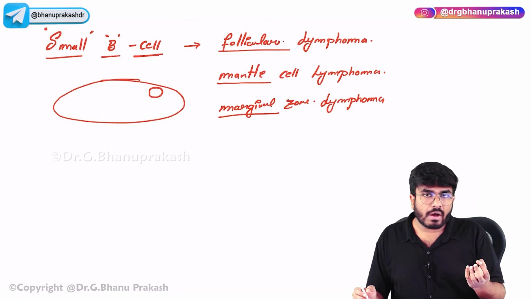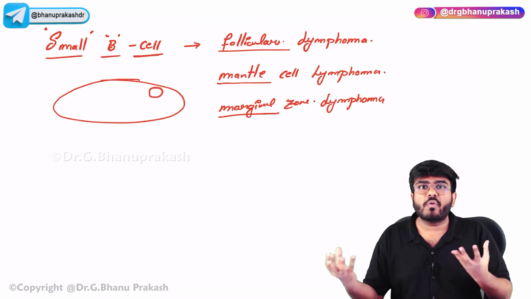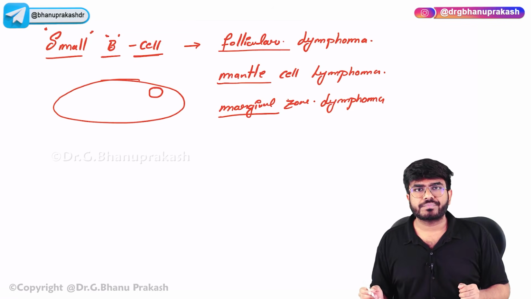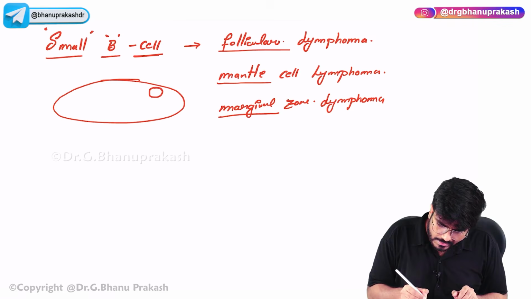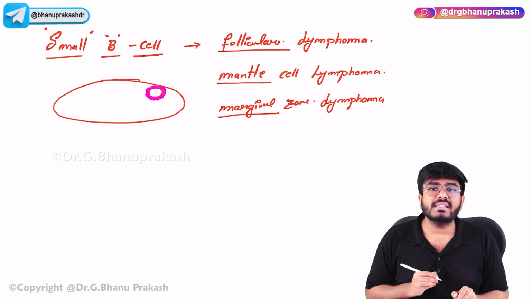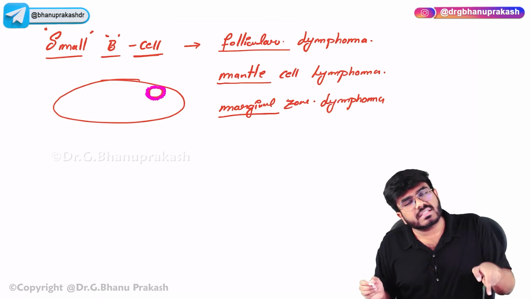Now, if you have too much proliferation of the follicles, then it is called follicular lymphoma. Surrounding the follicles, there is a region called the mantle. Even in this mantle, B cells are going to be there.